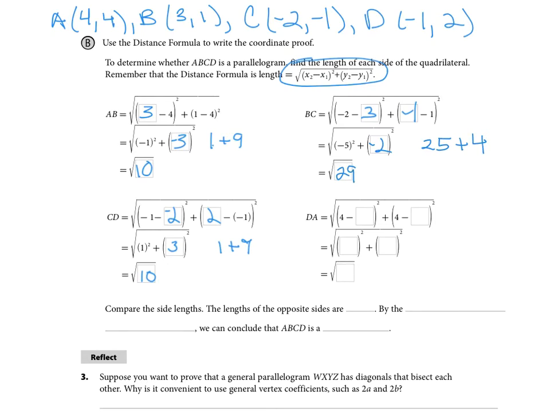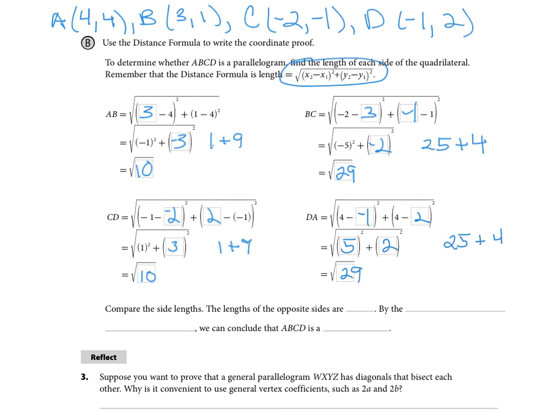Final thing we need to check out is, does DA come out to that same radical 29 length? So again, DA is A and D here. They've already given us that the first x coordinate they want us to use as x2 is 4. So that means the other one has to be in the box that they're looking for. So 4 minus negative 1, and that is 5 in the next step. And then the next subtraction will be 4 minus 2, which is 2. So again, we have the same numbers. 5 squared, 25, plus 2 squared is 4, and yes, we do get a radical 29.